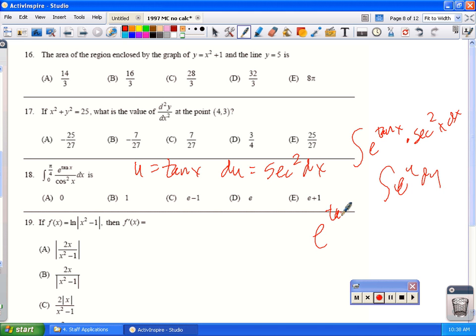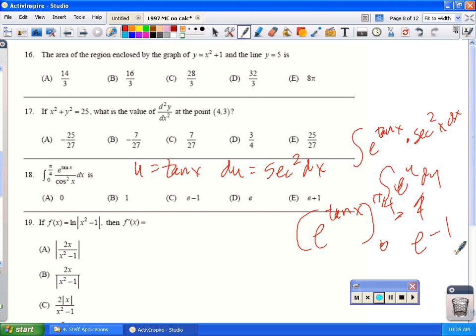I replace the tangent x back in there, and I evaluate it from 0 to pi over 4. Look how nice they are. Pi over 4 is our favorite tangent angle. What's the tangent of pi over 4? 1. So it's e to the 1, which is e. Then I have to do tangent of 0, which is 0, and e to the 0 is 1. So we get e minus 1.